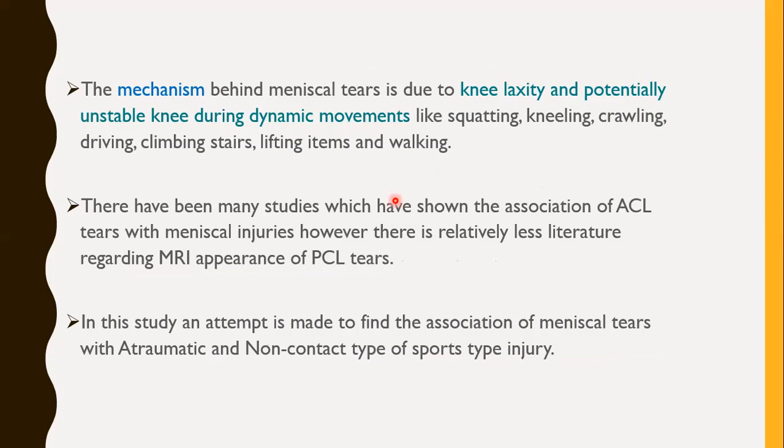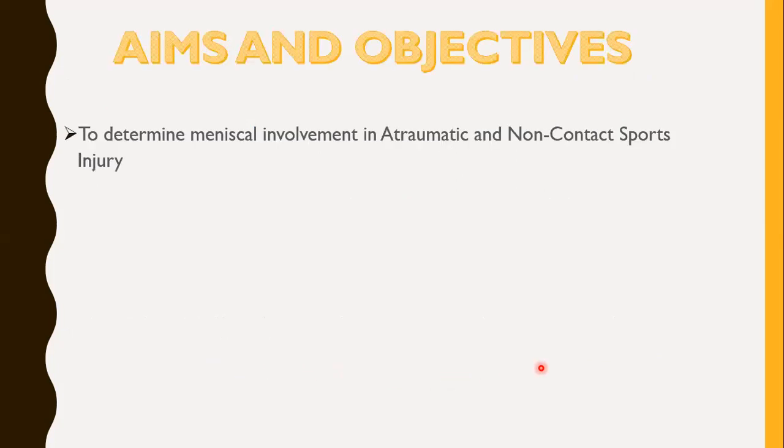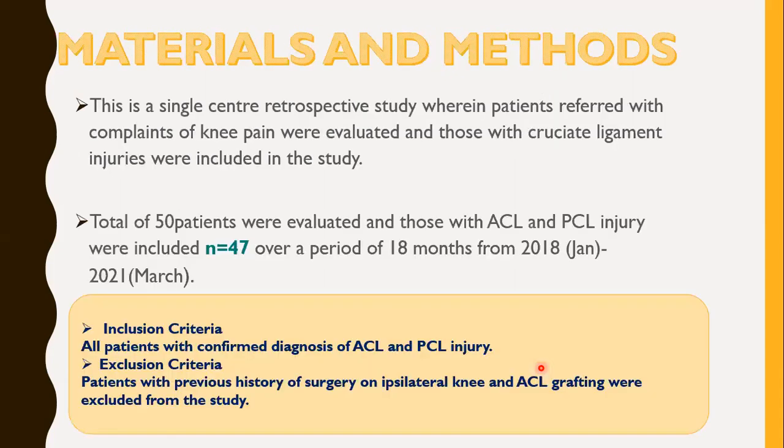In this study, an attempt is made to find the association of meniscal tears with atraumatic and non-contact type of sports injury. Aims and objectives: to determine the meniscal involvement in atraumatic and non-contact sports injury.